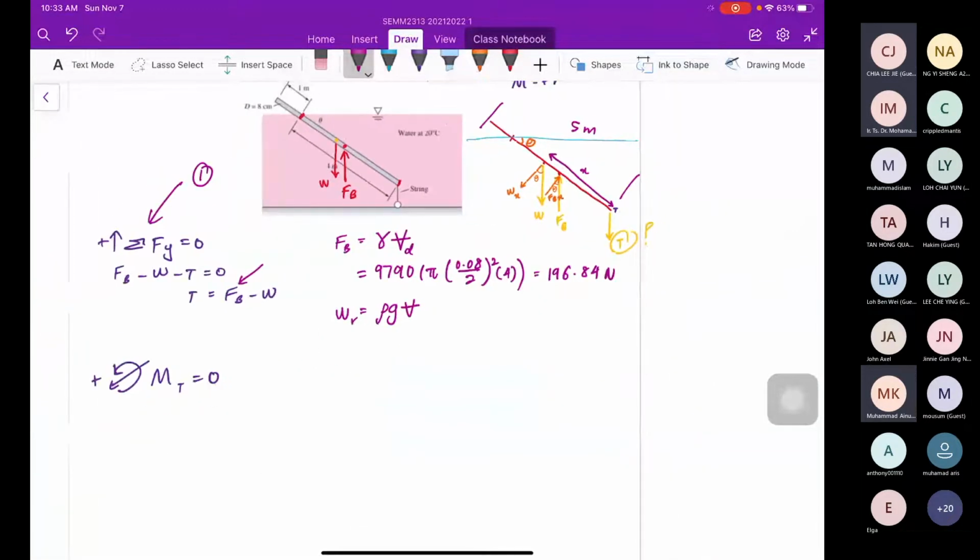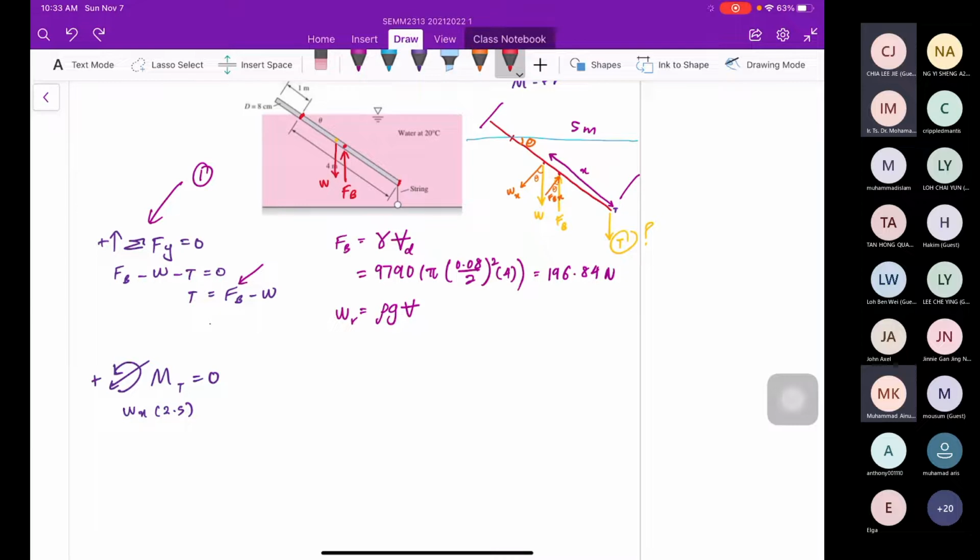So Wx, okay, Wx multiply with 2.5. And then this is positive. You can use your hands. From T, go here, and go to Wx. It is anti-clockwise. All right, so it is positive.